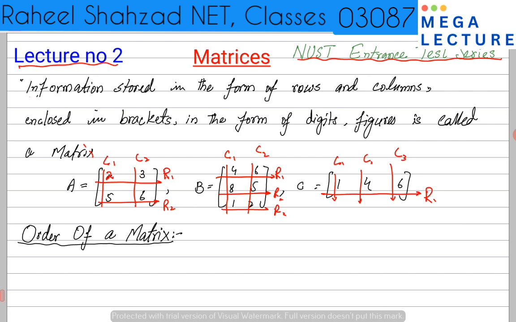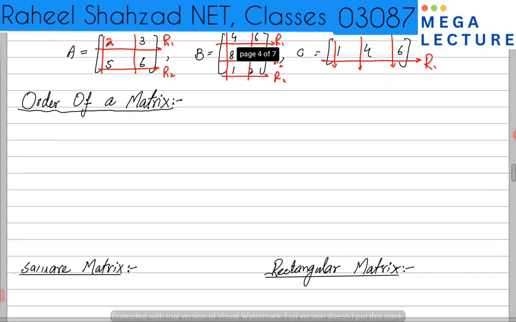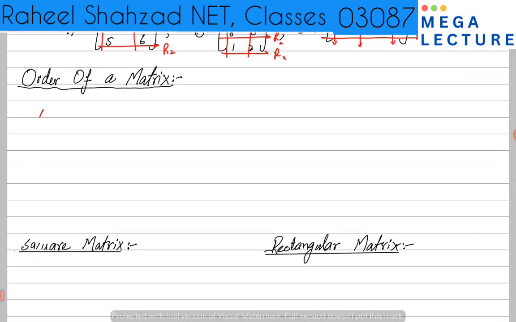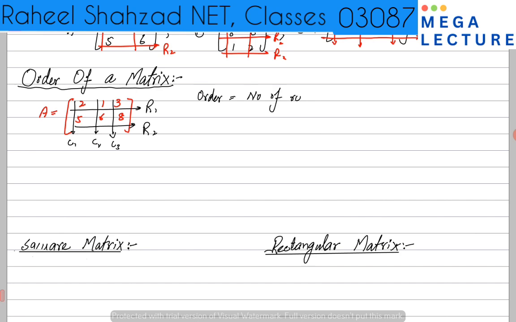Okay, first of all in this chapter you should know what is order of a matrix. So for example, if I have a matrix A in which it is 2, 1, 3, 5, 6, 8. So if I name it, this is row 1, this is row 2. So this matrix has 2 rows and this is your column 1, it's column 2, it's column 3. So order of a matrix is equal to number of rows into number of columns.